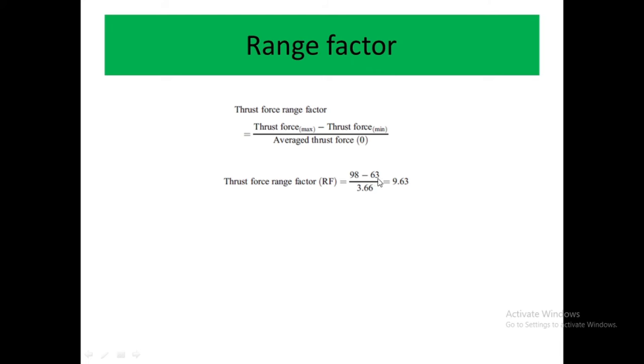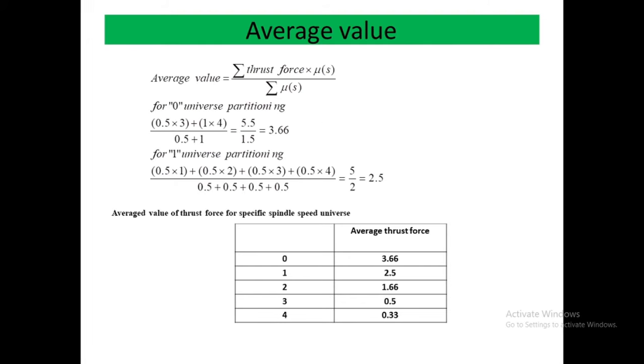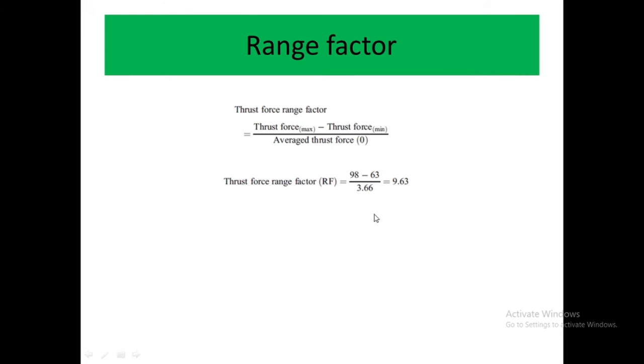So 98 minus 63 divided by the average thrust force of 0. What does the average thrust force 0 mean? It is the universe partitioning value 0. For the 0, I got an average thrust force of 3.66. So 98 minus 63 came from my experimental values. The average thrust force I calculated from the table. So 98 minus 63 divided by 3.66. After deriving this, I get the final thrust force range factor of 9.63 for universe partitioning 0.